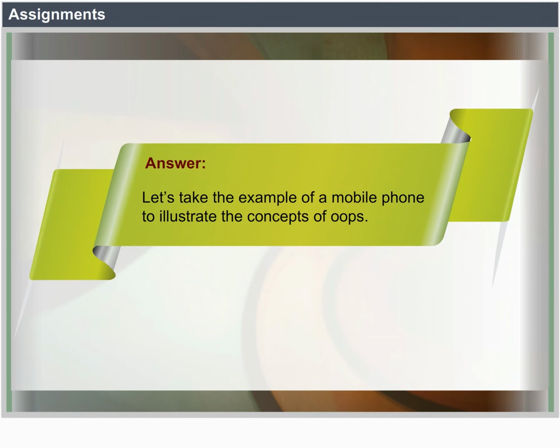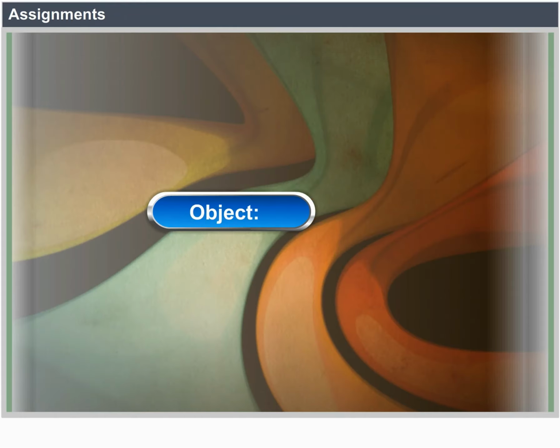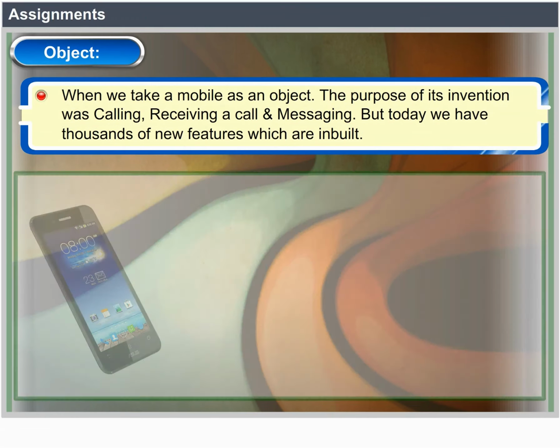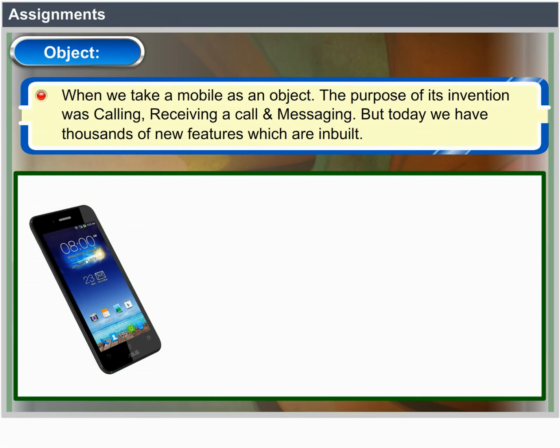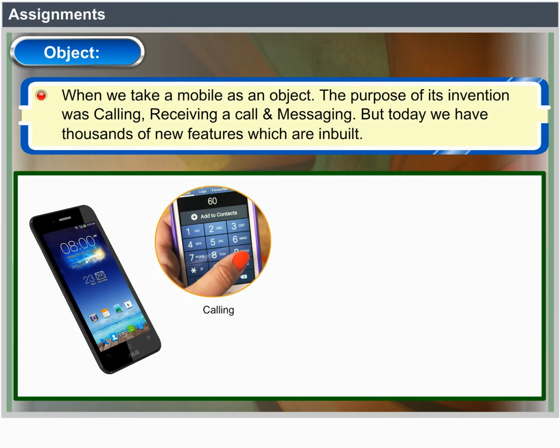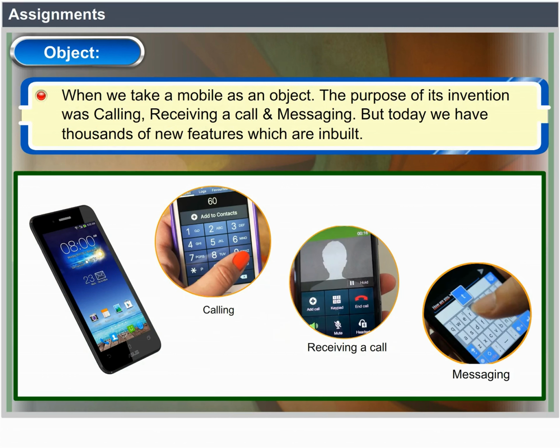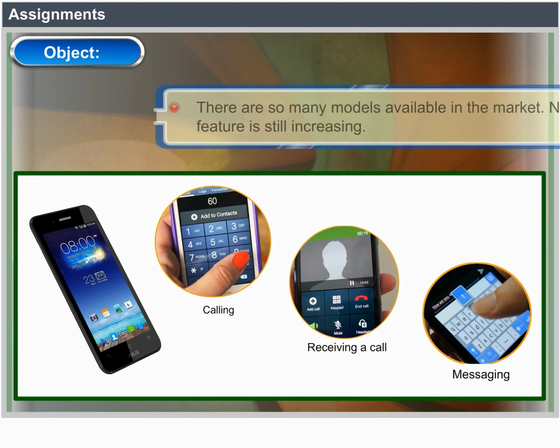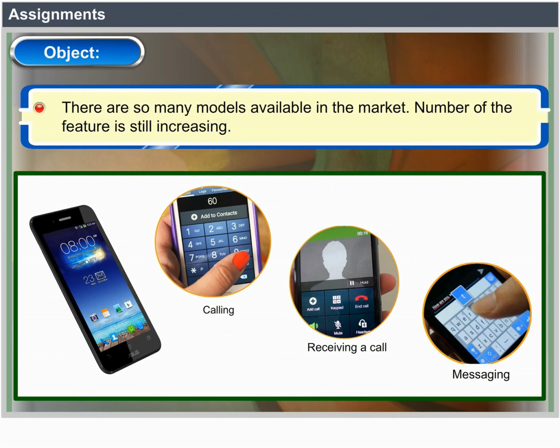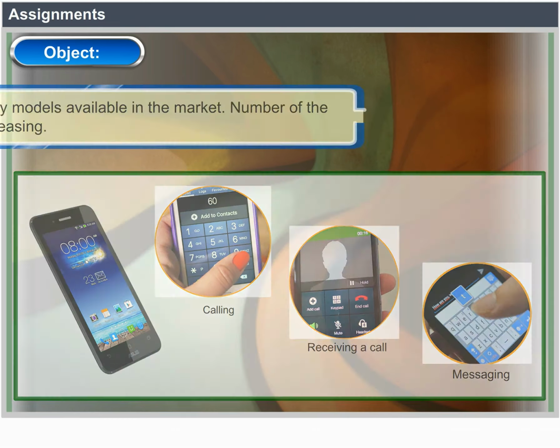Answer. Let's take the example of a mobile phone to illustrate the concept of OOPS. Object. When we take a mobile as an object, the purpose of its invention was calling, receiving a call, and messaging. But today we have thousands of new features which are inbuilt. There are so many models available in the market. The number of features is still increasing.